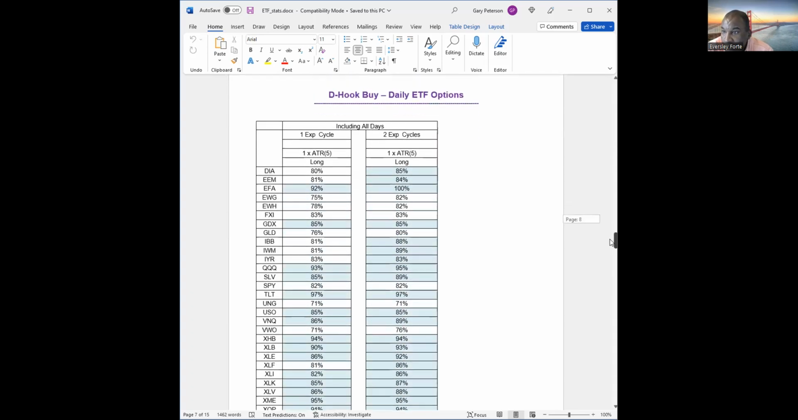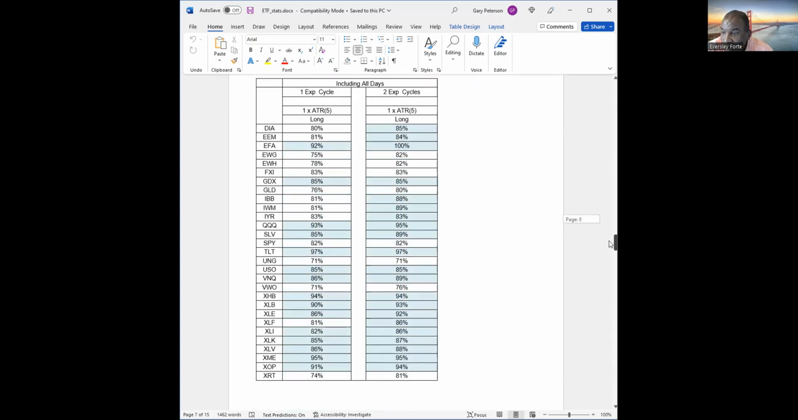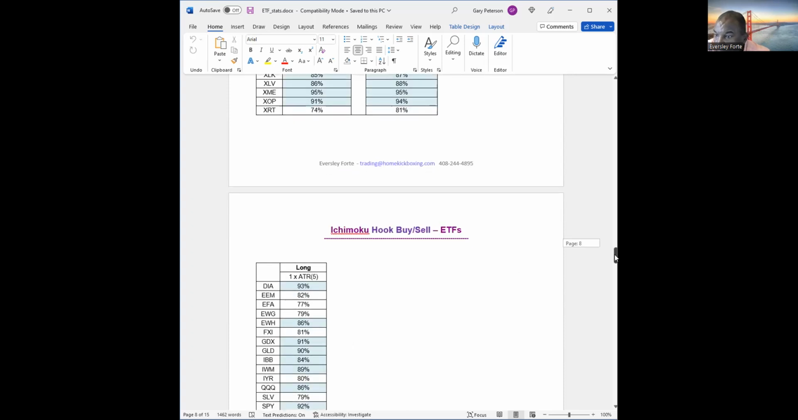This is the Donchian hook, the D hook. Another great strategy. We have a couple of these right now on some of the energy sectors. They might have already hit the first target. But once again, here's the difference between one expiration cycle and two. It goes from 81% to 89%. Okay, so I'm going to scroll down.